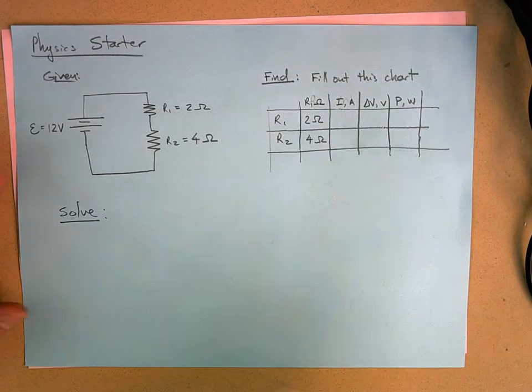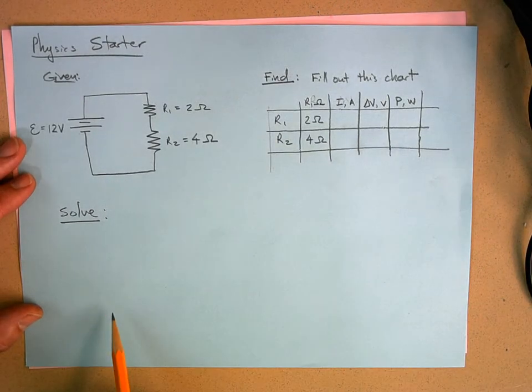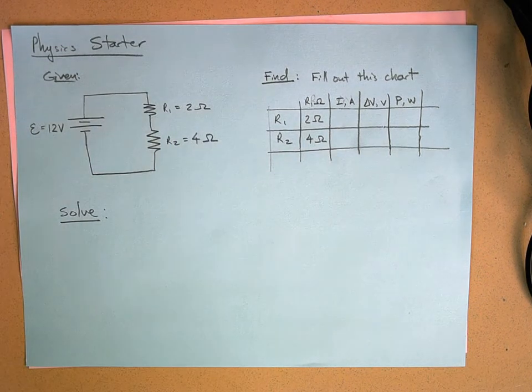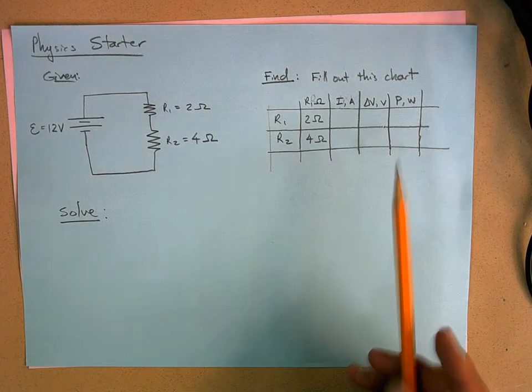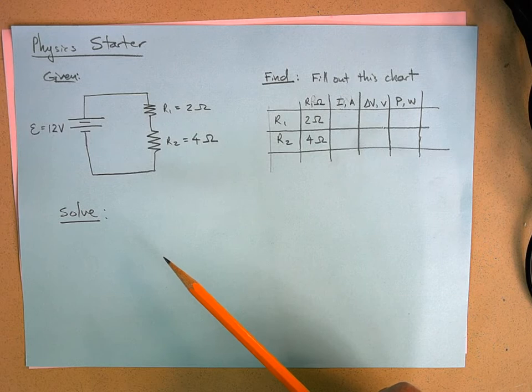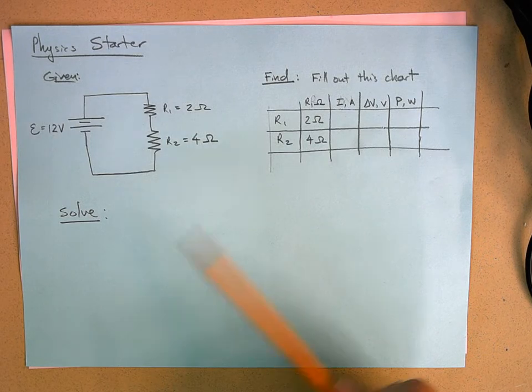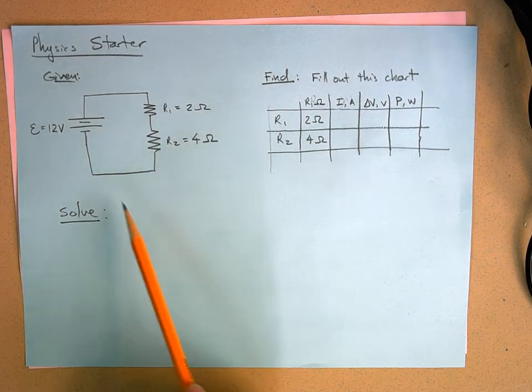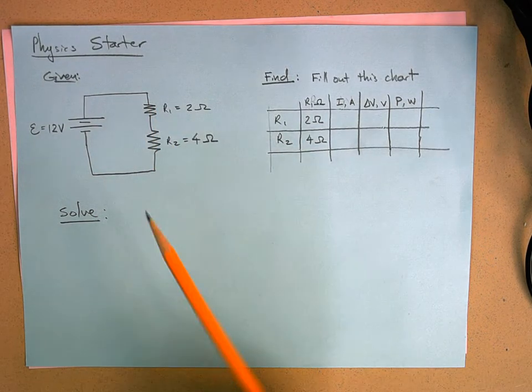Okay. Now, one of the things that we can see right away is what's going to be true about the current through those resistors? What is going to be true about this current and this current? They are going to be equal to each other. Why? Because there's only one branch, there's only one path, so there's only one current in this loop.